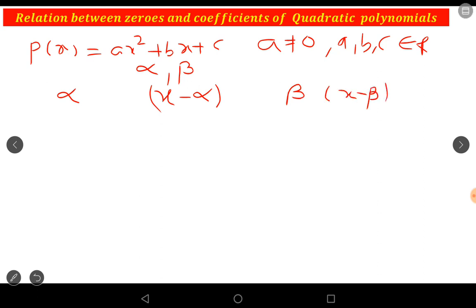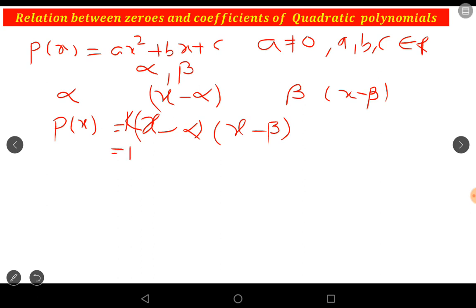So, p of x equals, for the two zeros, x minus alpha into x minus beta, multiplied by k. This is the formula of the polynomial whose zeros are alpha and beta: k into x minus alpha into x minus beta. Next, x minus alpha into x minus beta is equal to x square minus alpha plus beta times x plus alpha into beta. This is the product of x minus alpha into x minus beta.